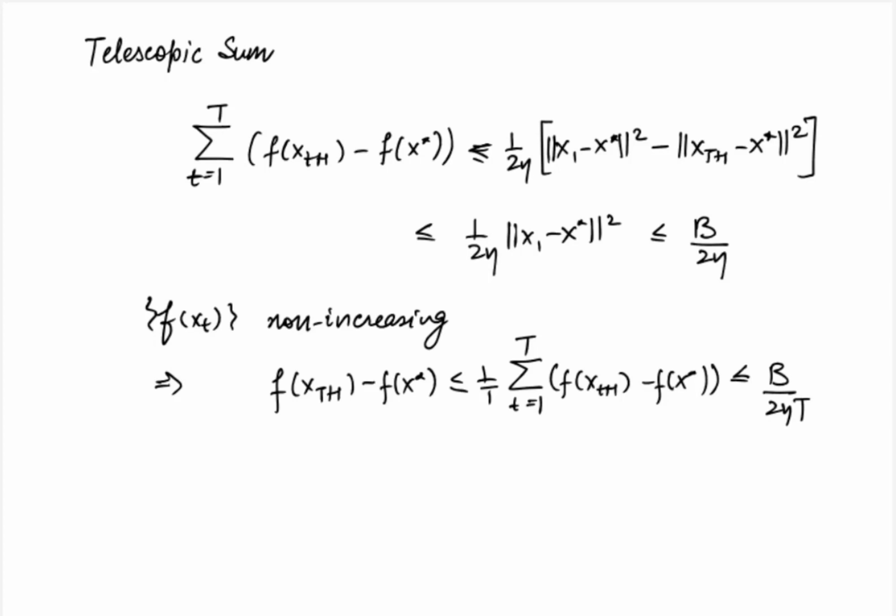Now we need to choose eta as large as possible in order to make this bound as small as possible. So we will choose eta as 1 over L. So therefore the bound becomes LB by 2T. And therefore equating it to epsilon, we get the required oracle complexity bound as T is equal to order of LB by epsilon.